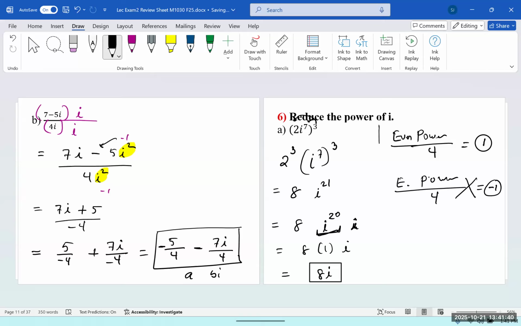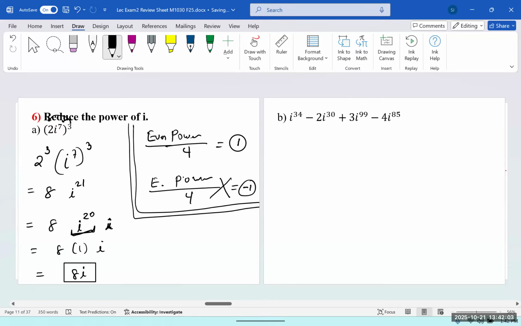So that means you just have to remember these 2 rules. If the power is divisible by 4, the answer is +1. If the power is not divisible by 4, the answer is -1. But the power means even power. So if you start with odd, make sure you split 1 and keep the even powers separately. Odd power and even power. For example, here we have 4 of these, but we're going to do the same thing.